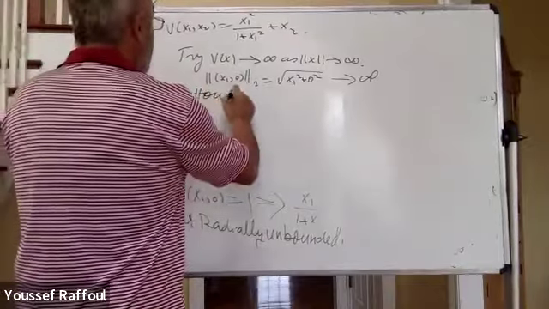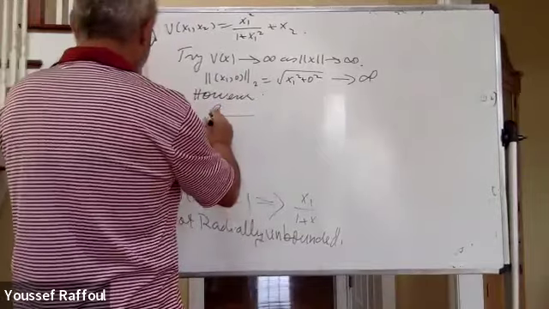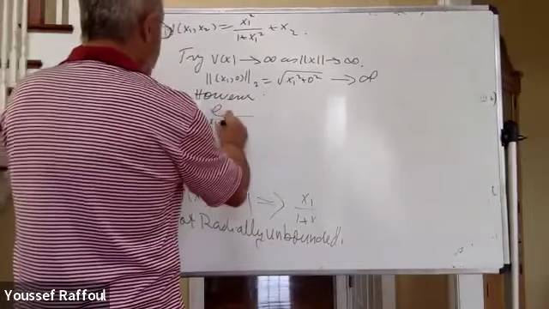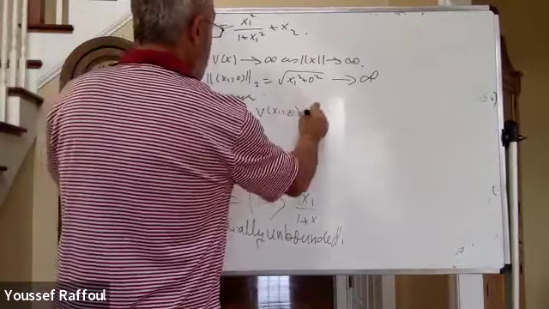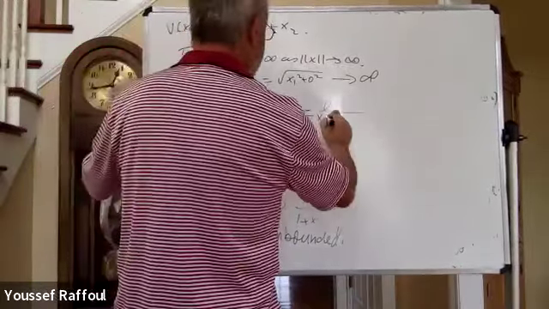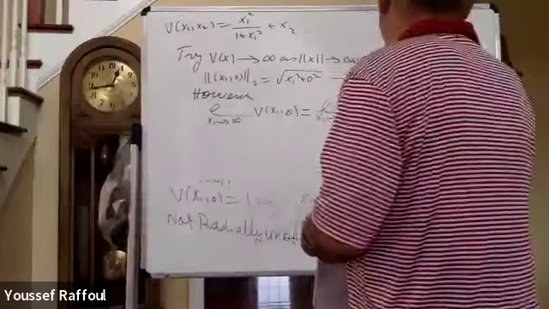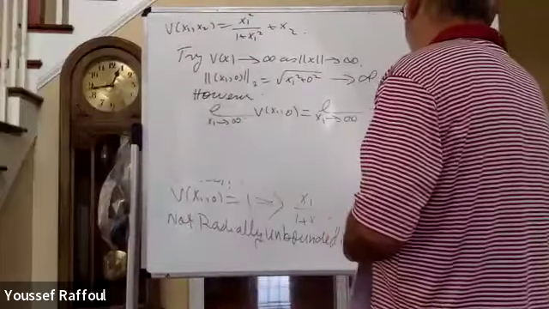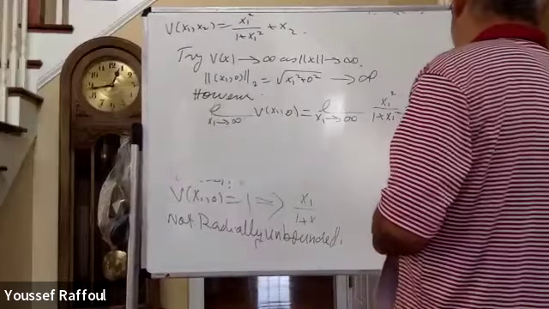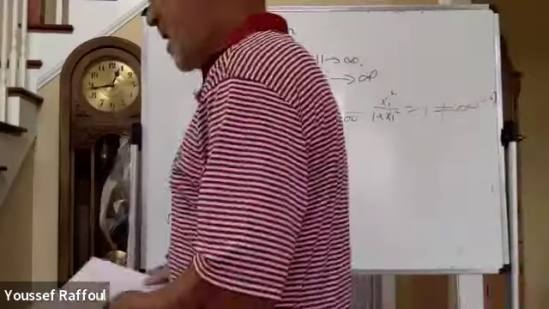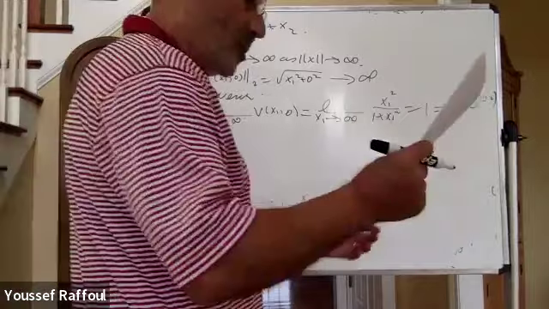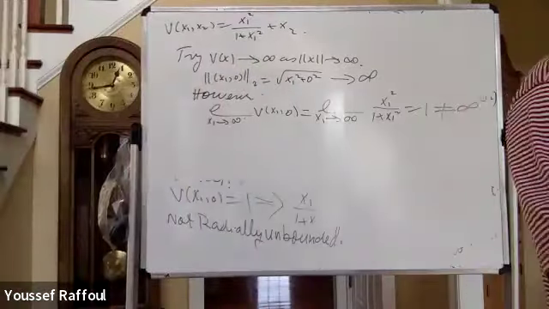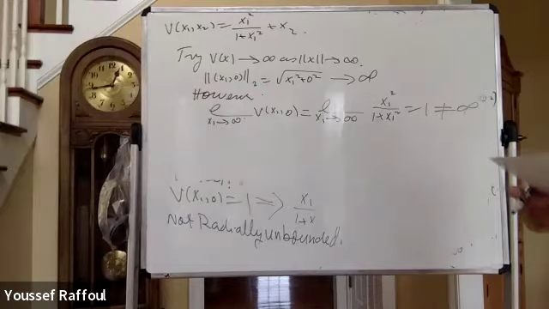However, the limit as x1 goes to infinity of v of x1, 0 equals the limit as x1 goes to infinity of x1 squared over 1 plus x1 squared, which equals 1, different from infinity. So all you need to do is, if it's not radially unbounded, set one of them equal to a constant or 0 and see what the limit gives you. Okay?